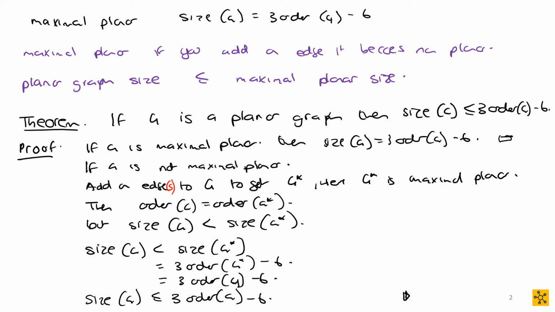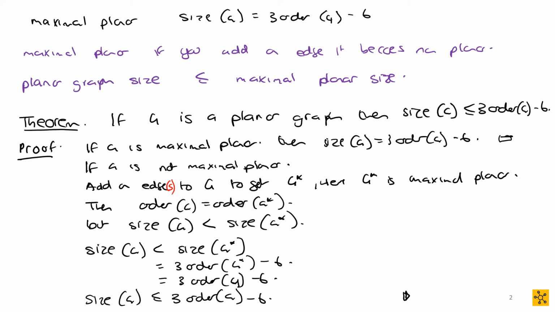So the whole idea behind this is, we have a theorem that says if G is maximal planar, the size of G is equal to 3 times the order of G minus 6. And we know that the size of a maximal planar graph has to be greater than or equal to the size of a planar graph. The idea behind that is that if you add an edge to a maximal planar graph, it becomes non-planar, so all the planar graphs have to sit underneath it in the line of sizes.